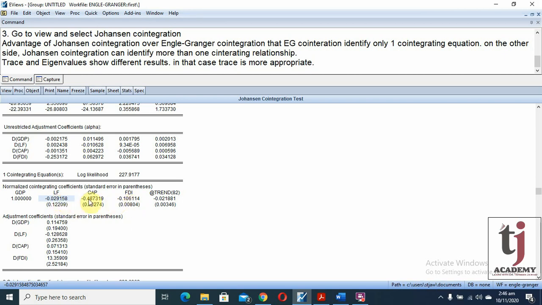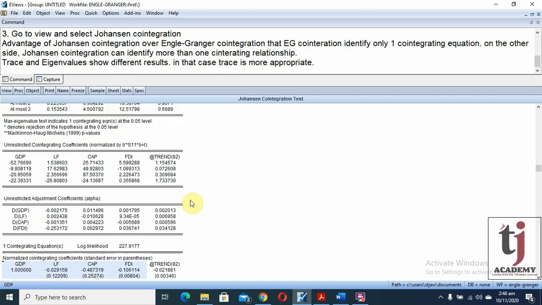We have to take the opposite sign. If the labor force shows a negative value, it means it has a positive effect on GDP. Same here, the capital shows a positive effect on GDP. Here the negative sign means FDI also shows a positive effect on GDP. But these are the standard errors. If we divide these coefficients by the standard error, we will get our T statistics. The T statistics will show whether these variables are significant or insignificant. So in this case, these are the normalized cointegrating coefficients. If you want to report it, then OLS would be better.